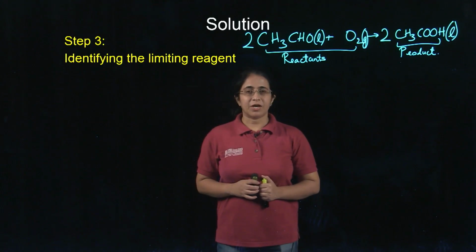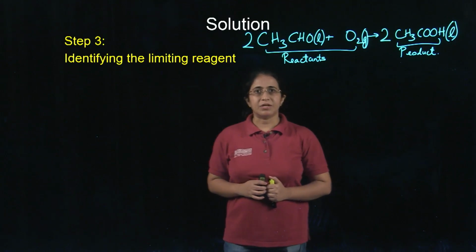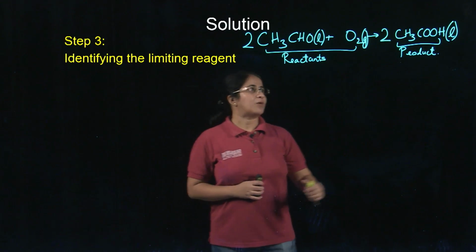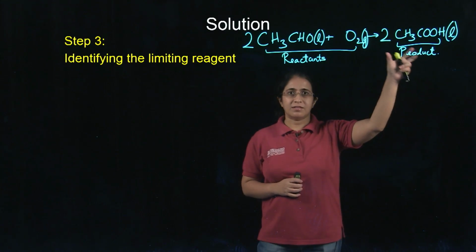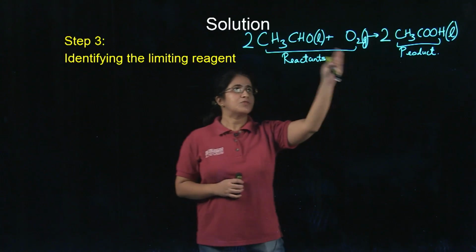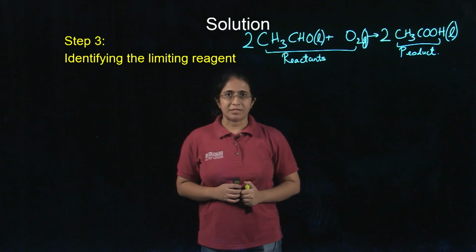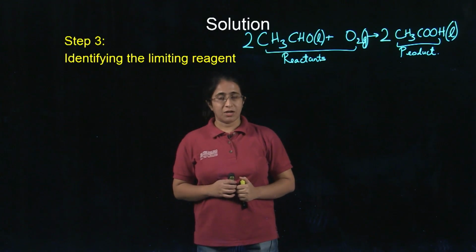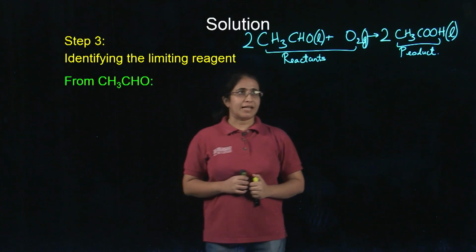In this step, you are going to identify the limiting reagent. Remember how to do that? You need to figure out the number of moles of product that is formed from the number of moles of each reactant that are present in the mixture, assuming 100% conversion. So let's do that for acetaldehyde.